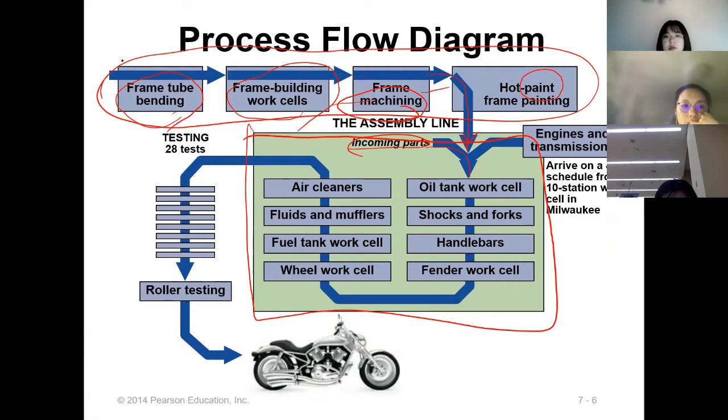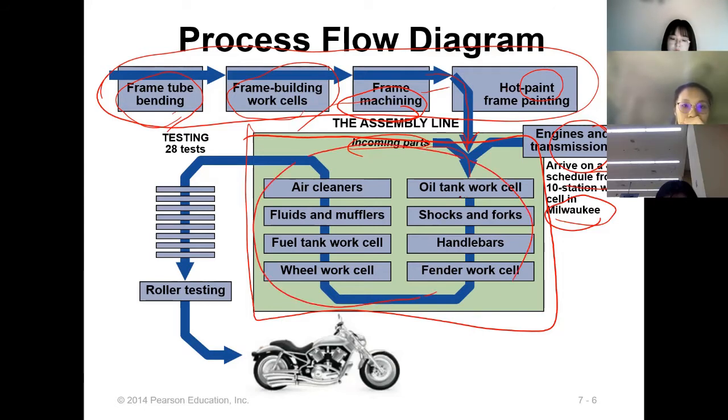In car manufacturing, they don't make the tires. Tires are produced by someone else. They will send them to the factory and the tires fit onto the car, right? Okay, same as here. So the engines are produced somewhere else and arrive on a JIT schedule from a cell in Milwaukee, okay, there's a factory, and it will go into the main assembly. So this is where the main assembly is.